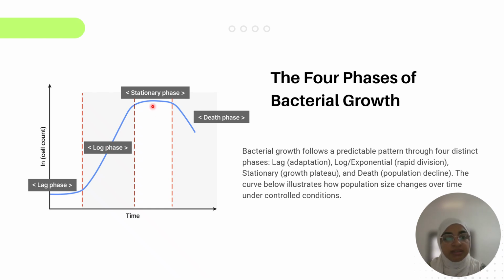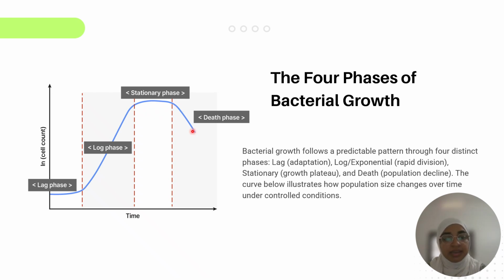The third phase is called the stationary phase. As the name indicates, it gets static. The number of cells and bacteria does not change, which means no further divisions happen there. This is called stationary growth, and a growth plateau is seen.